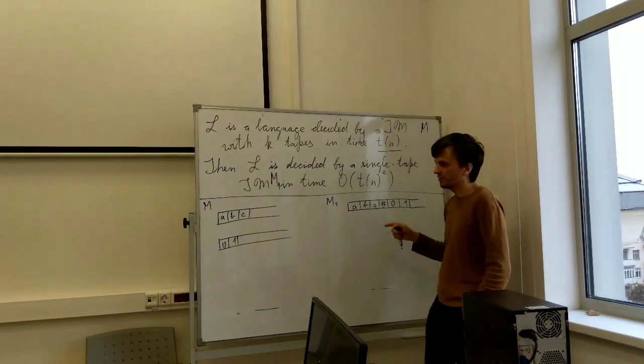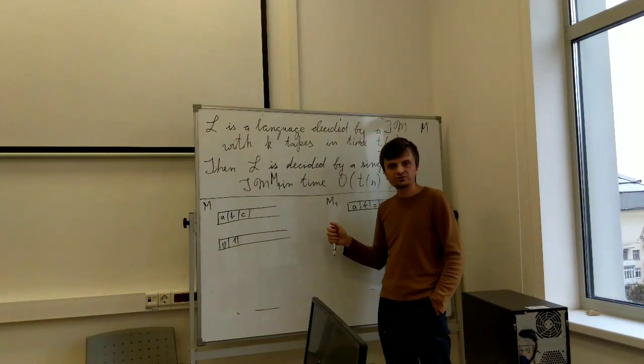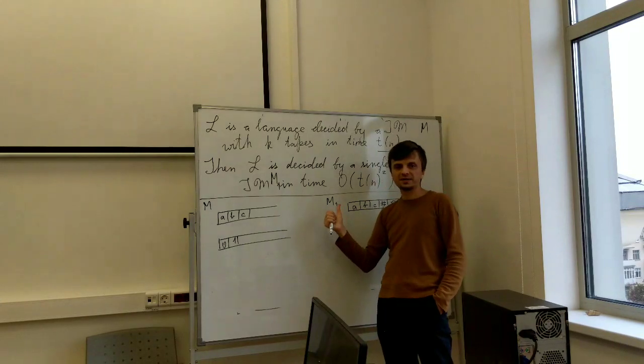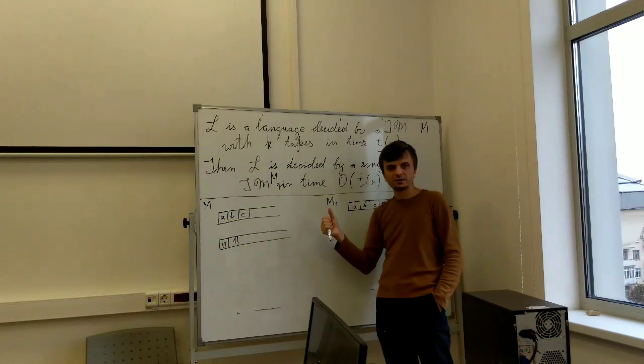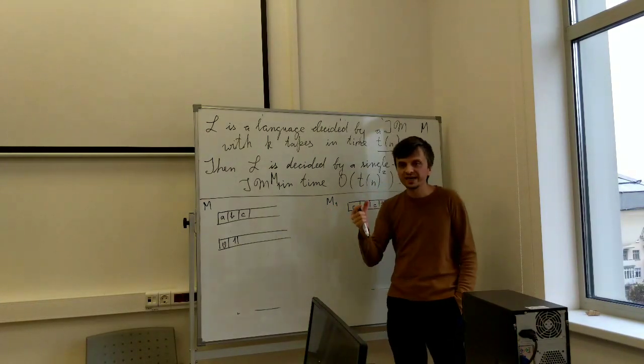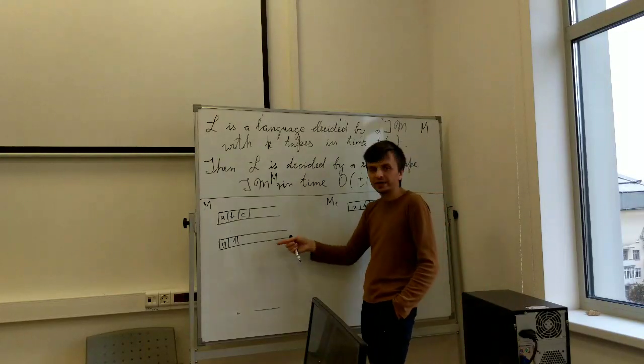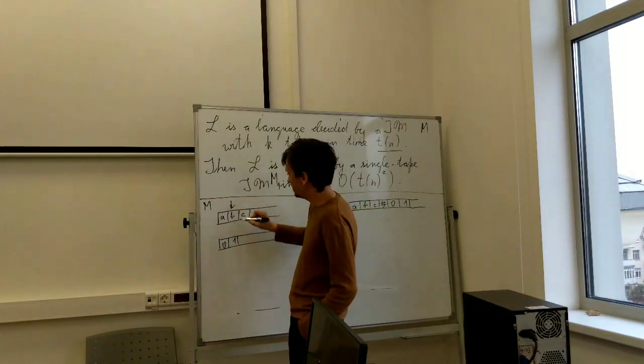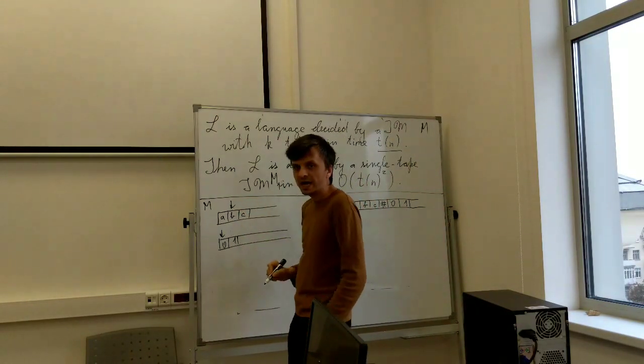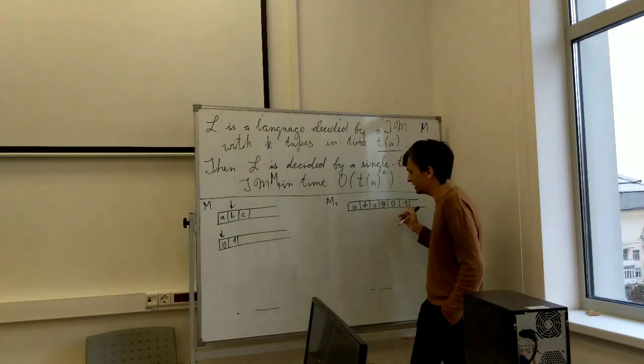But there's some information that we're still missing when translating from here to here. What's that? Well, the position of the heads. Because here we have two heads. One may be pointing here, the other one may be pointing here. And we need to somehow remember it here.